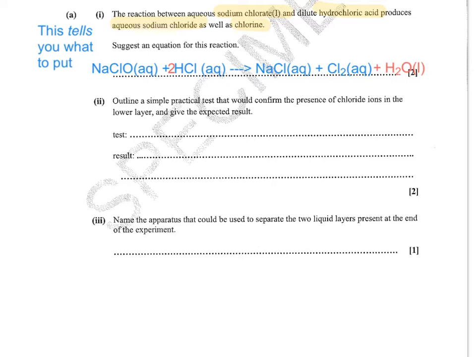So the next thing asks us to outline a simple practical test that could confirm the presence of chloride ions in the lower layer and give the expected result. So in other words, you have to say what you would expect to see. So this one is quite straightforward. If you've done your Group 7 work, it's the silver nitrate test. So just to be on the safe side, say physically that you'd shake to mix it up. And the result you'd expect is a white precipitate. You don't necessarily have to say that it's a white precipitate of silver chloride, because it doesn't ask you. It just says give the expected result.